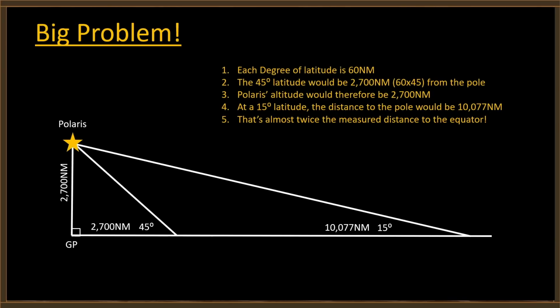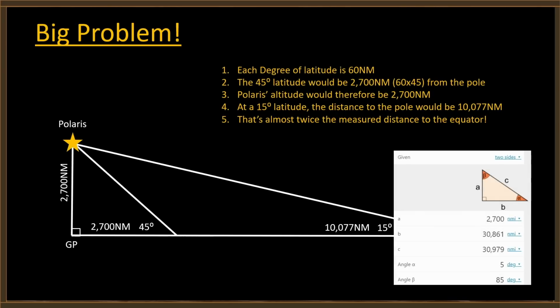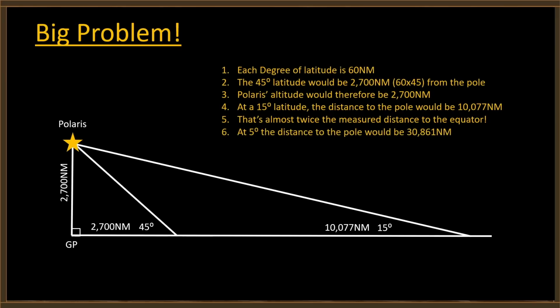And it gets worse. Let's input 5 degrees for the latitude. In that case, the distance from the GP to the 5-degree latitude would be 30,861 nautical miles. I'll say that again. At 5 degrees, the distance to the pole would be a whopping 30,861 nautical miles. You guys have absolutely no explanation for this. But let's do something else.